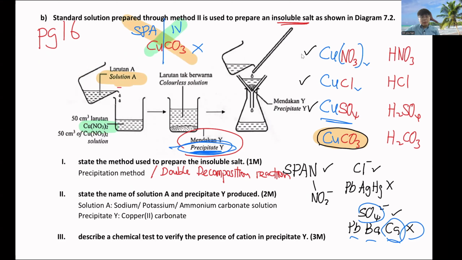So you can write here. Solution A, you can write sodium carbonate, potassium carbonate, or ammonium carbonate. For the sub question, there's a chance they ask you to write the procedure, but it's a higher chance that they're going to come up with a question that looks something like this to ask you.